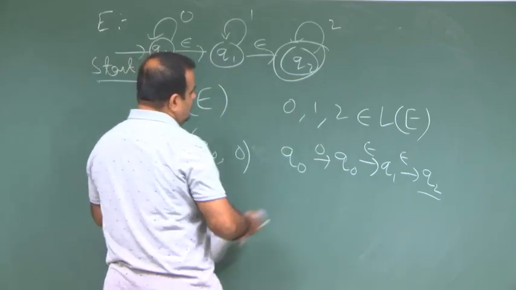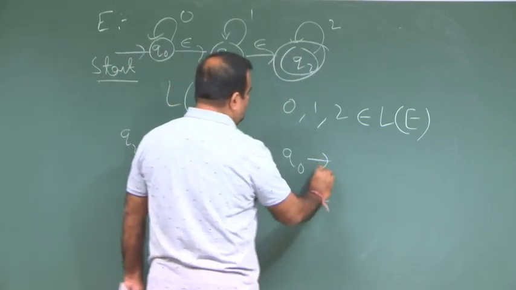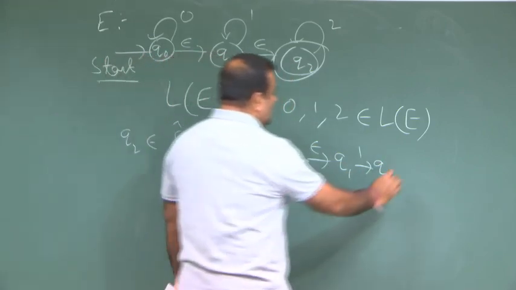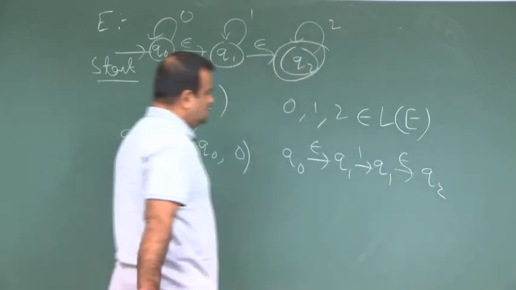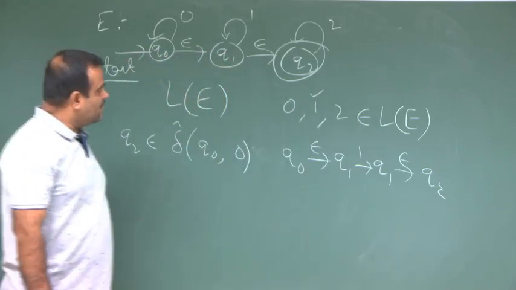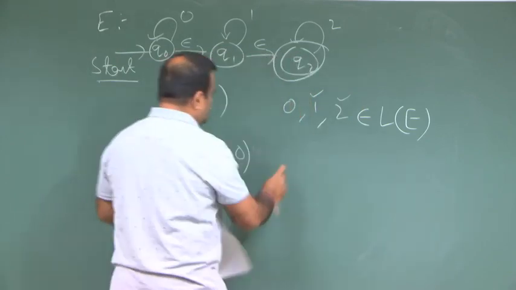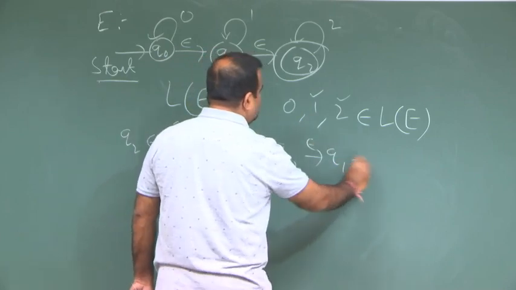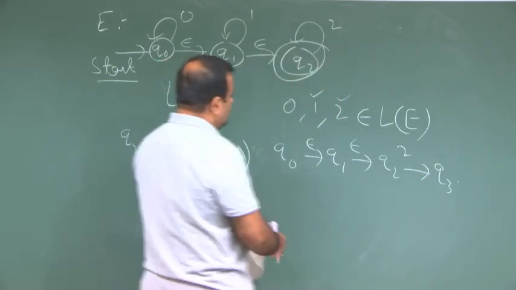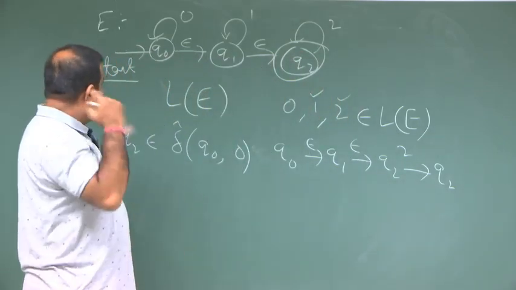Similarly, for 1 we can execute this sequence from q0: epsilon move to q1, then again an epsilon move at q1 to q2. So, final state. So, 1 is an accepted string. Similarly, 2 is also an accepted string. From q0 with epsilon we go to q1, with epsilon we go to q2, and then with 2 we remain at q2. So, this is the final state.